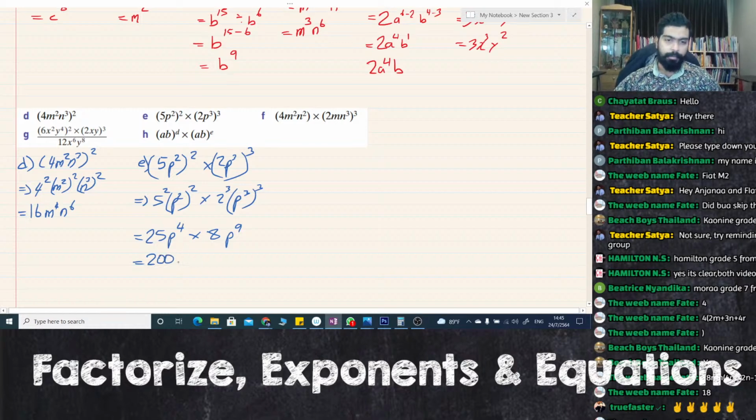And now we have p to the power of 4 plus 9, right, guys? Because p to the power of 4 multiplied by p to the power of 9 is the same as p to the power of 4 plus 9, which is equal to 200 p to the power of 13.